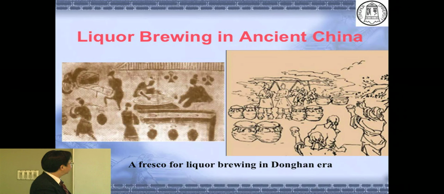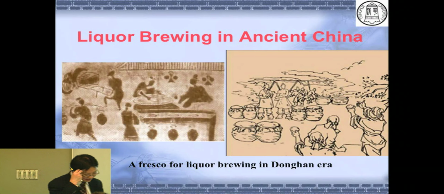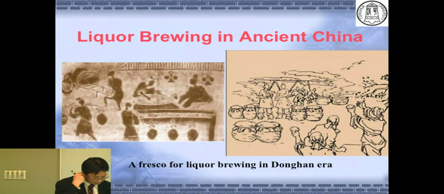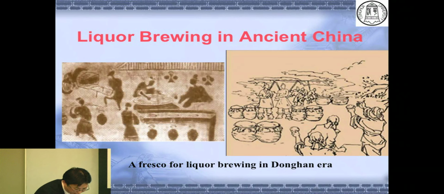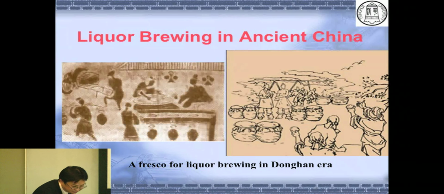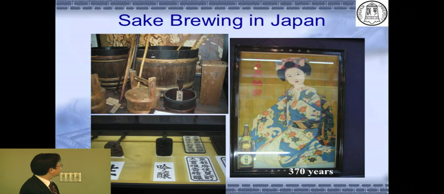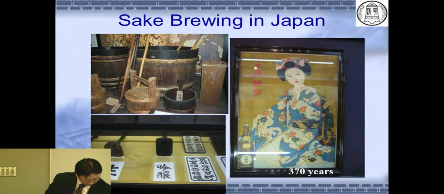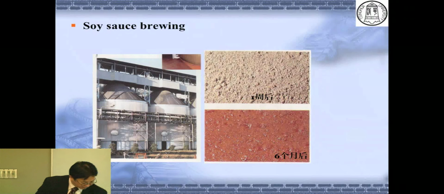This one shows ancient China, the making of sake, in the Eastern Han dynasty, which means a very old period of time in China. This is a picture drawn of making liquor at that time. This one is from Japan. I think sake brewing in Japan already has almost 400 years of history. And also this is soy sauce brewing. Due to time limitation, I will skip.